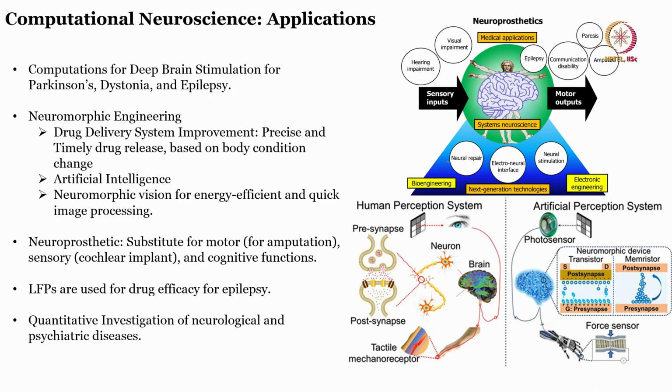So, computations for deep brain stimulation for Parkinson's, dystonia and epilepsy are fundamental studies that people are working on. And in fact neuromorphic engineering, that is understanding a part of the brain and replicating it using a chip, has several applications including co-processor development, AI, and vision, for energy efficient and quick image processing. We talk about neuroprosthetics, which means we have to substitute for the motor area. The motor area can be for amputations or for cochlear implants and cognitive functions. So people are working on vision, and then on amputations and sensory.